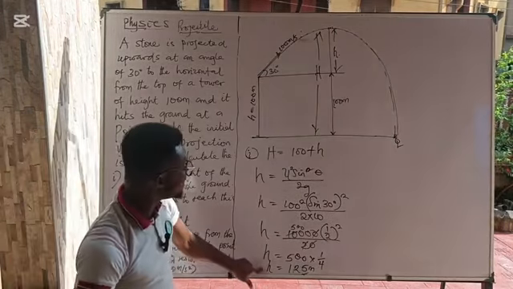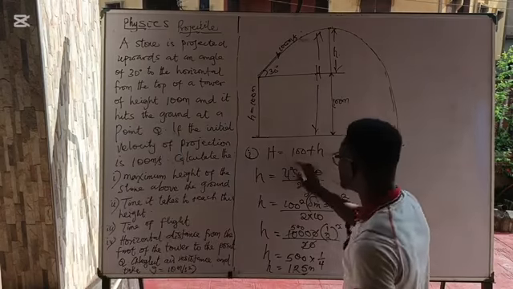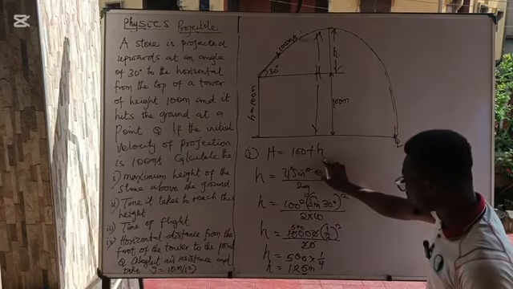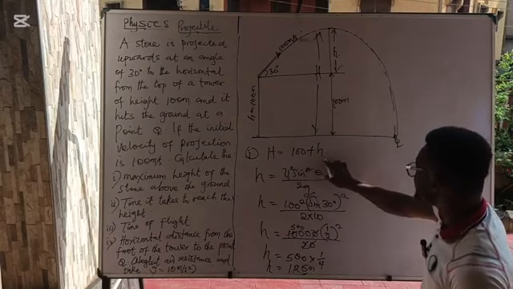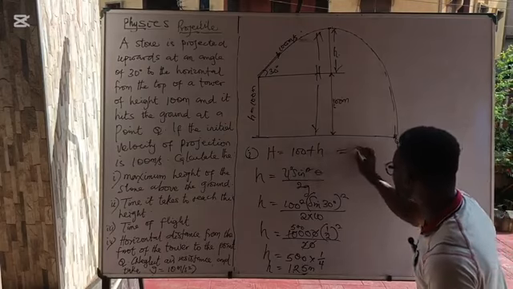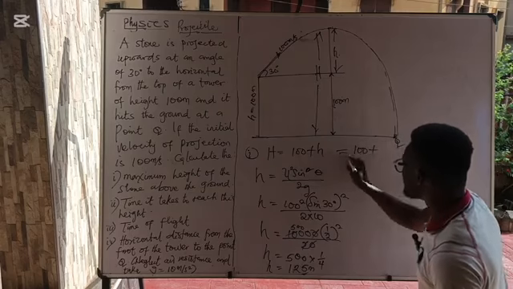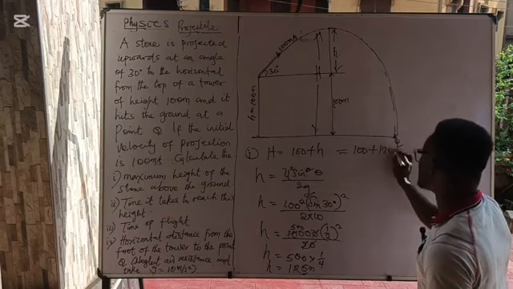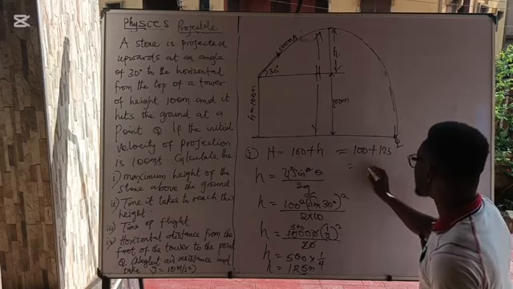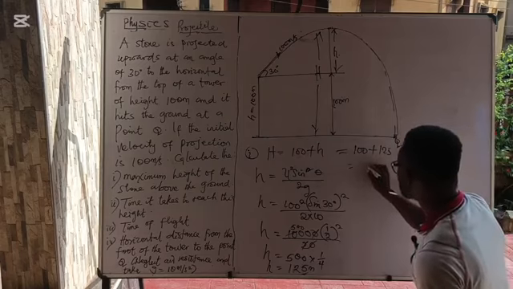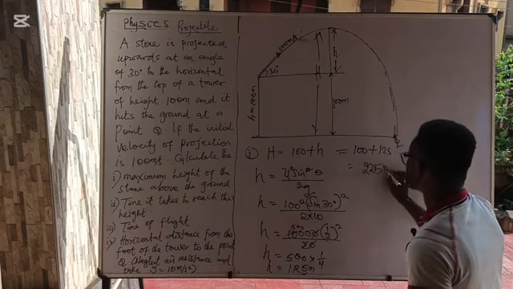Okay, we have got this h. Then what will now be the maximum height? If you do the substitution here, the maximum height now will be 100 plus h, right? Which is 125 meters. So the maximum height automatically becomes 225.